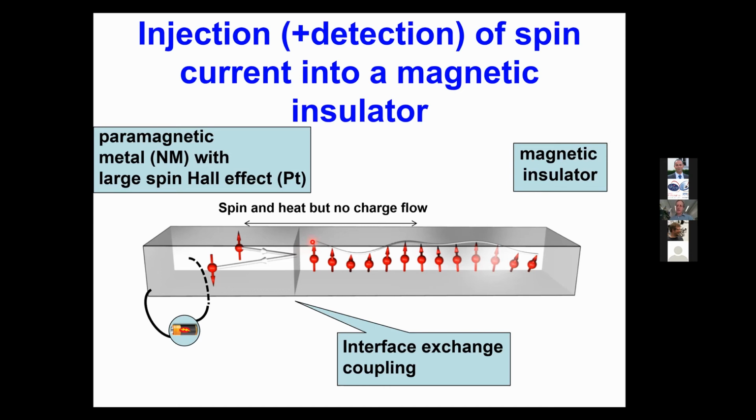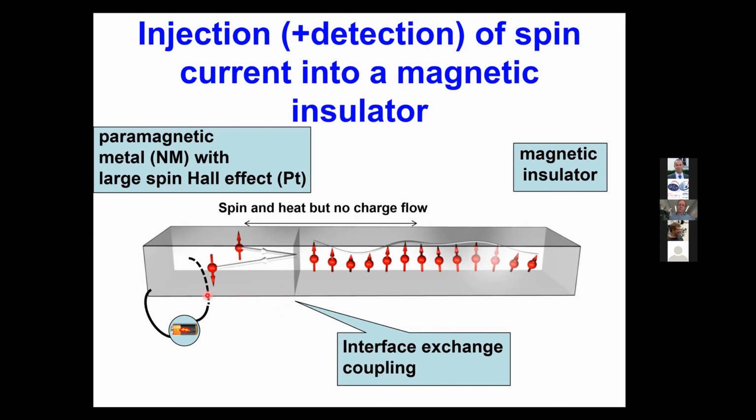And then you set up a spin current into the magnetic insulator. You could also do this with a temperature difference. This is referred to as the longitudinal spin-Seebeck effect, pioneered by the group of Saito. But I will mostly talk about electrically driven spin currents.